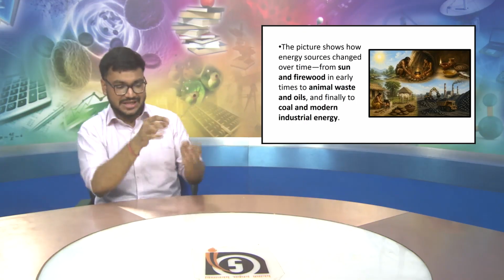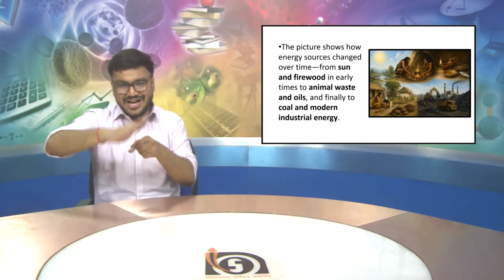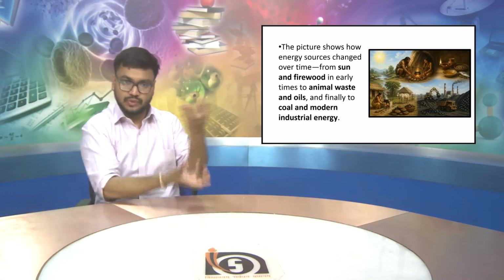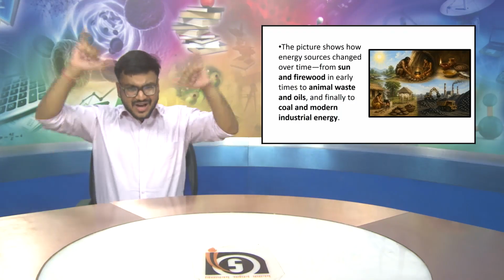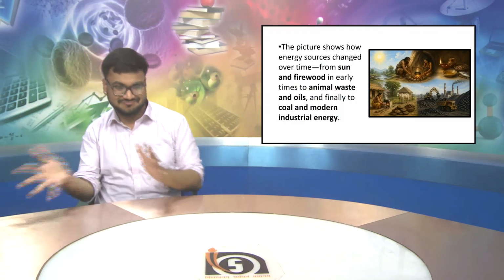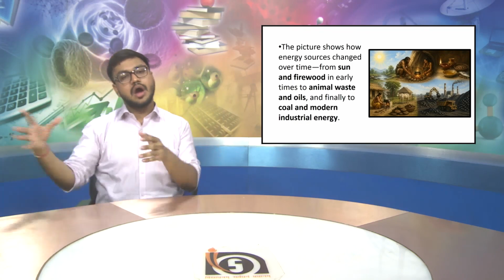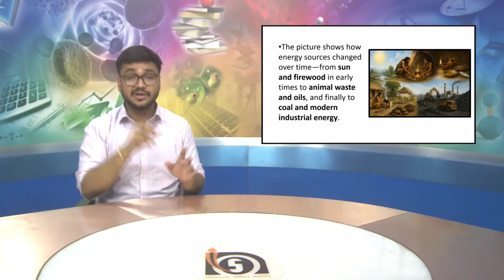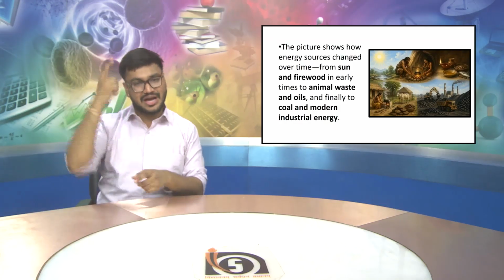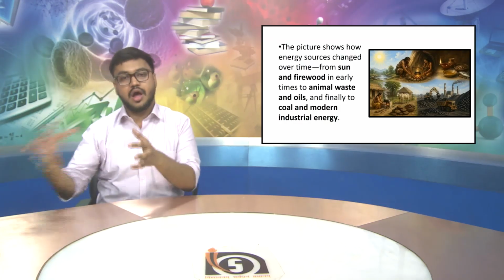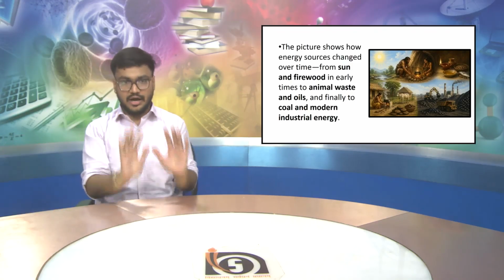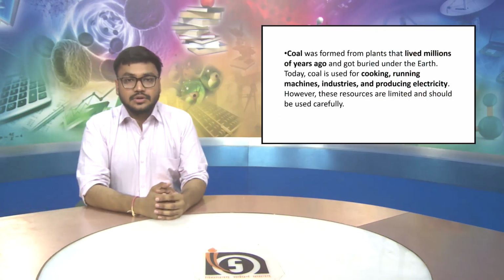There is a picture on the screen which shows how energy resources changed over time. From sun and firewood in early times, to animal waste and oils, and finally, it changed to modern industrial energy and coal.